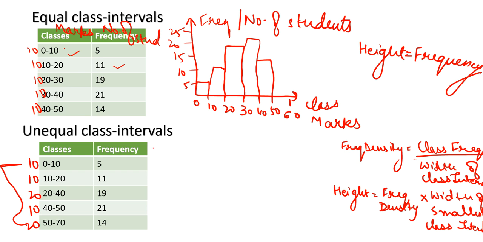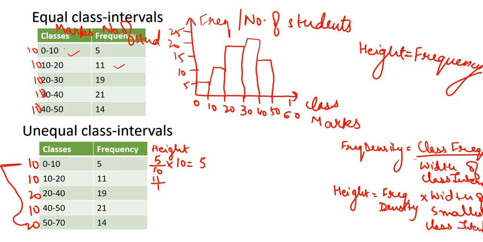Now let's see in this case what is our height. So first of all, our frequency density will be simply frequency upon width, that is 5 by 10. Now for the height, it's width of smallest class interval, so multiply करेंगे, that is 10. Because as we can see 10 and 20s are there, so the smallest class interval has a width of 10. So it is equal to 5.